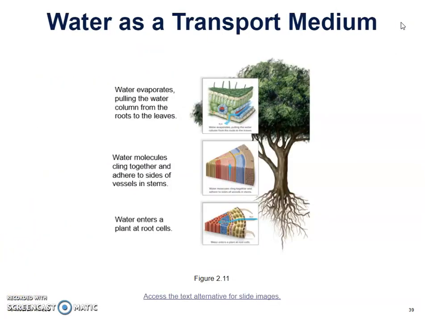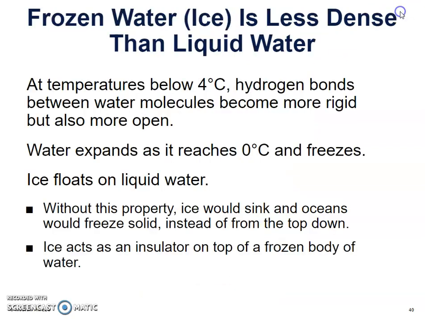So here we have water as a transport medium, showing the water enters the root of the plant. The water molecules cling together, so cohesion, and they also adhere to the sides of the vessels in the stem, and so water will actually evaporate out of the leaves, and it will pull that water column up with it. So that is how dissolved substances get pulled from the roots to the very tippy top of the tree.